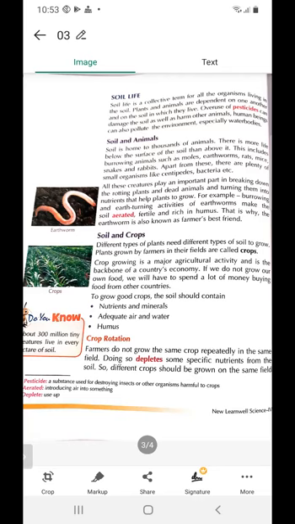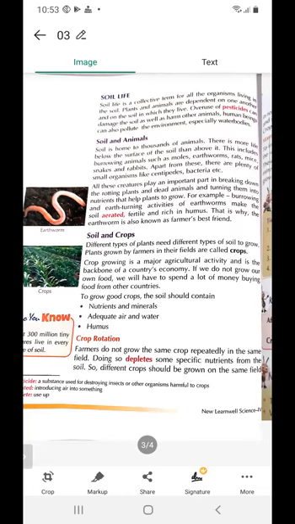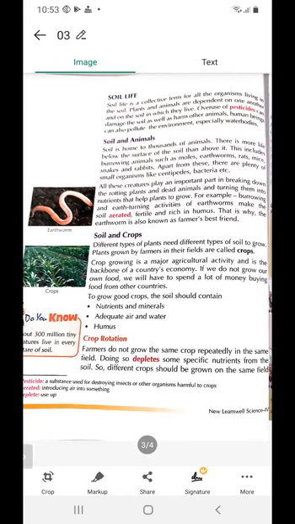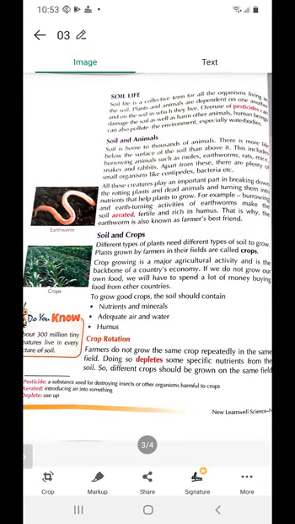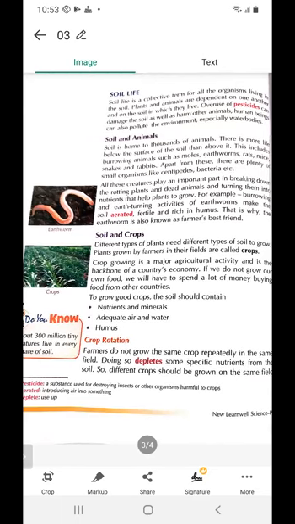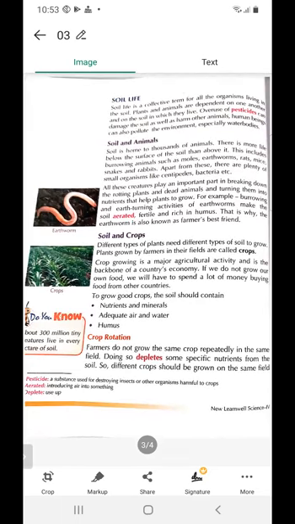Because the burrowing and soil turning activities of the earthworm make the soil aerated. So the earthworm turns the soil into fertile and aerated soil. So the next topic is soil and crops. Different types of plants need different types of soil to grow.